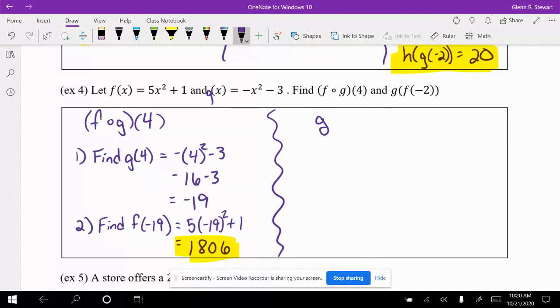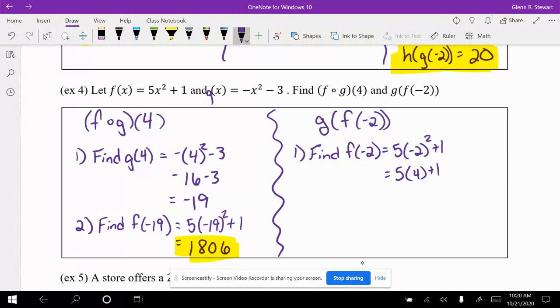Same thing over here. I know it's written a little bit differently, but it's still the exact same steps. In this case, though, since f is the inner function, my first step is to find f of negative 2. So 5 times negative 2 squared plus 1. So 5 times 4 plus 1, so I get 21. And then step 2, find g of 21, that answer for f.